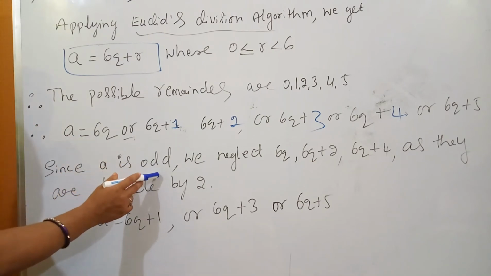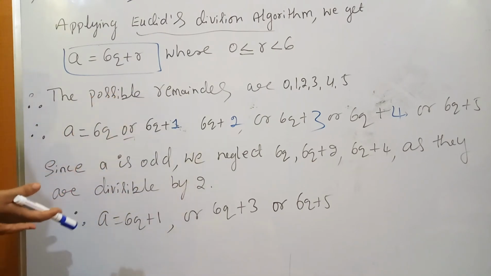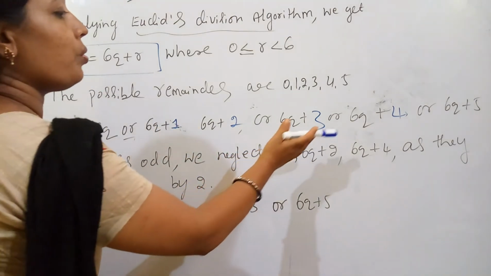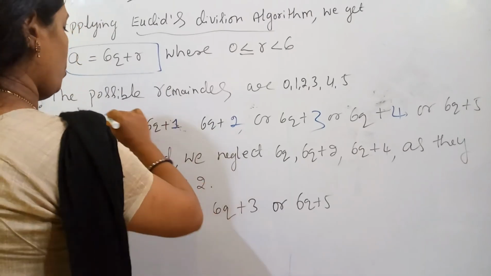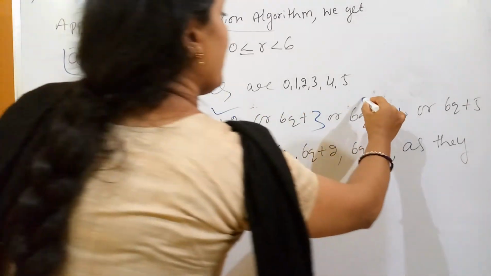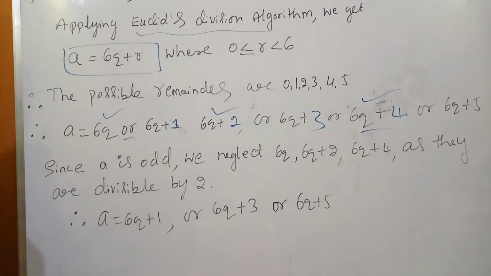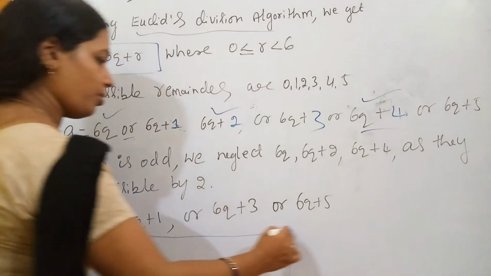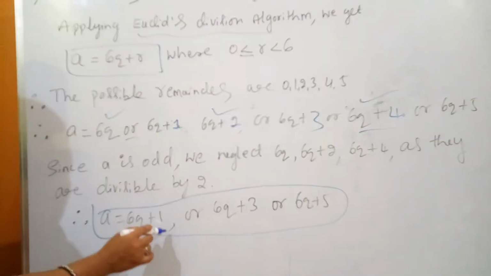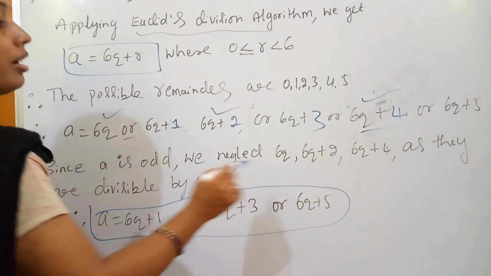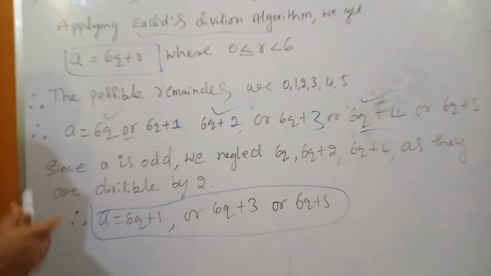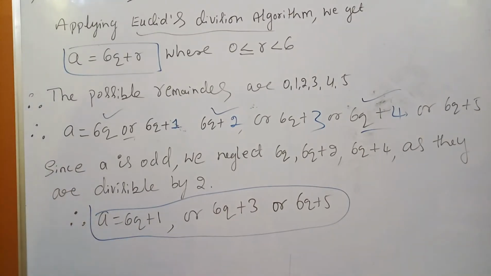Since a is odd, we have to express it in the form of an odd integer. We have to neglect 6q, 6q plus 2 and 6q plus 4 because they are all divisible by 2. That's why a is equal to 6q plus 1 or 6q plus 3 or 6q plus 5, where q is an integer.